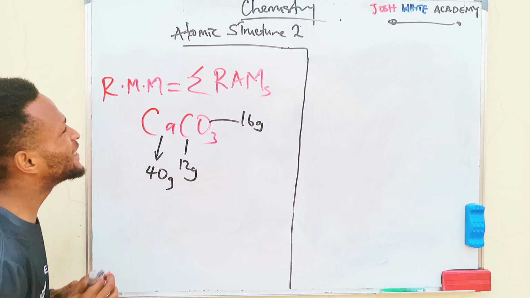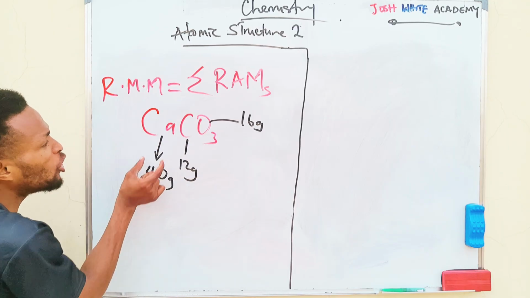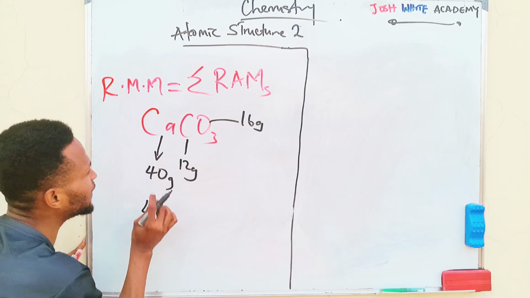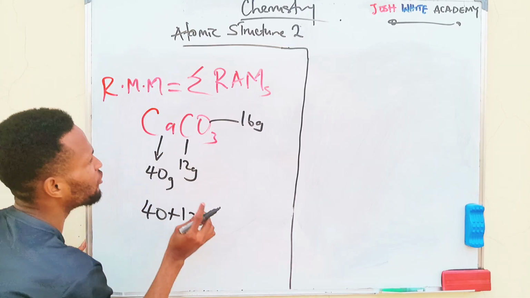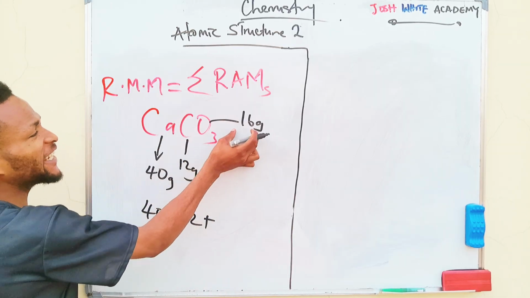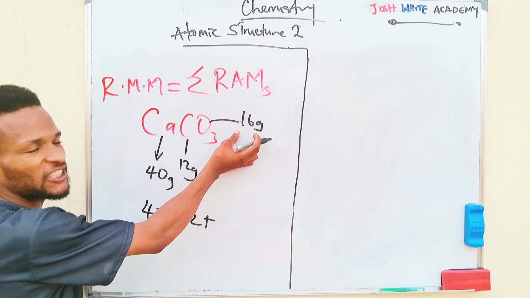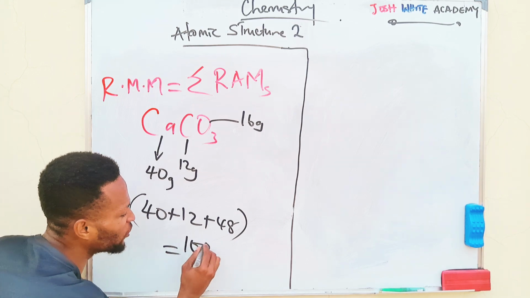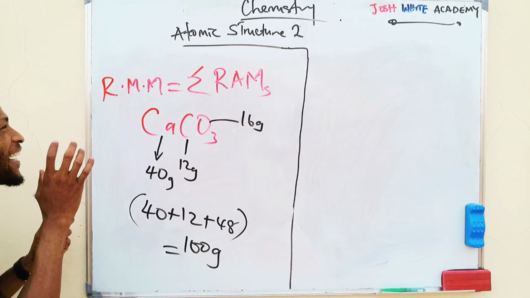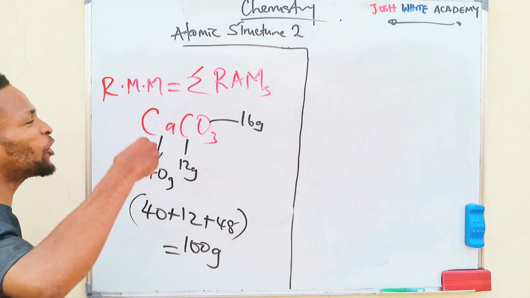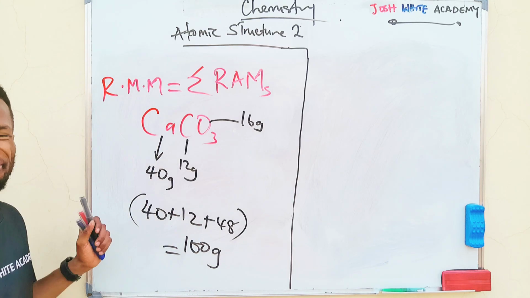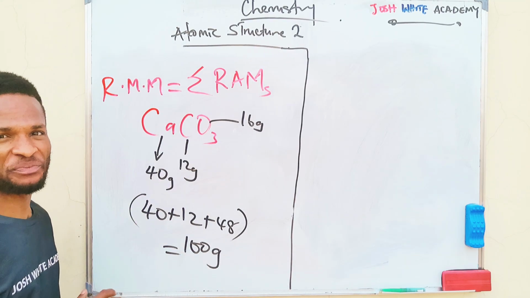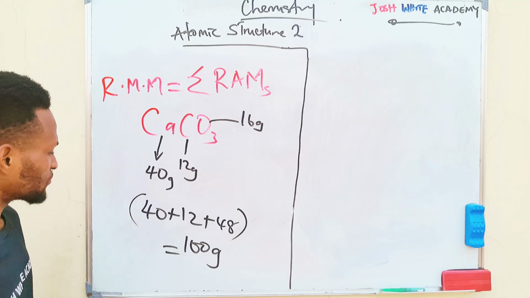So to calculate the relative molecular mass of this compound, sum their individual relative atomic masses together. That means you say 40 of calcium plus 12 of carbon plus their 3 atoms of oxygen. That means 16 times 3, which is 48. This will give you a total of 100 grams. That means the relative molecular mass of calcium carbonate is 100 grams. This can also be directly measured accurately with precision using a mass spectrometer.